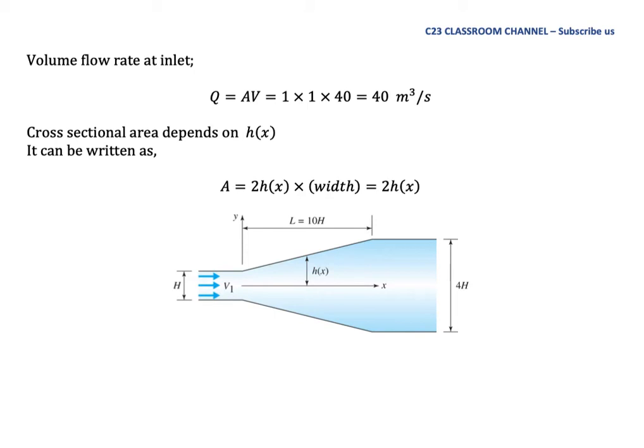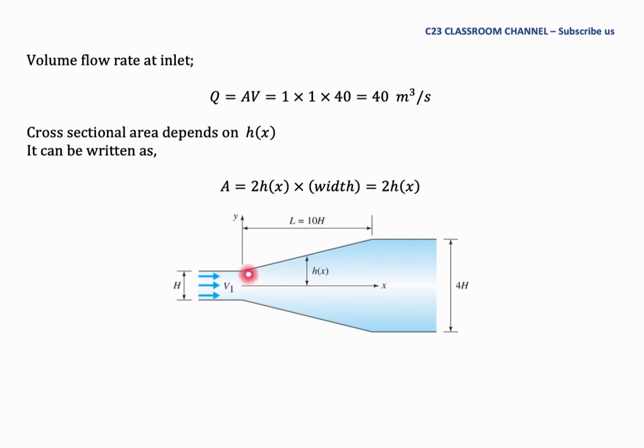We could calculate the volume flow rate at the inlet by using this equation. Because it is incompressible flow, we could calculate it by Q equal to AV, and the cross-sectional area is 1 times 1 because the height h here is given as 1 meter, and the width here is 1 meter. And the velocity at the inlet, V1, is equal to 40 meters per second. We get the volume flow rate at the inlet equal to 40 meters cubed per second.